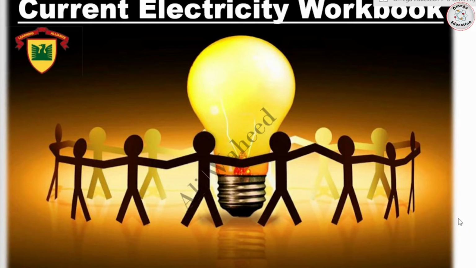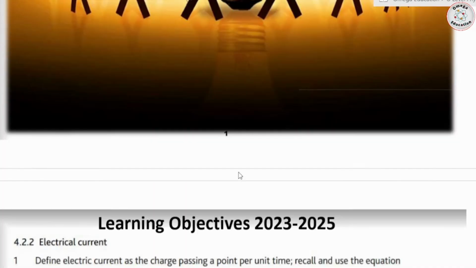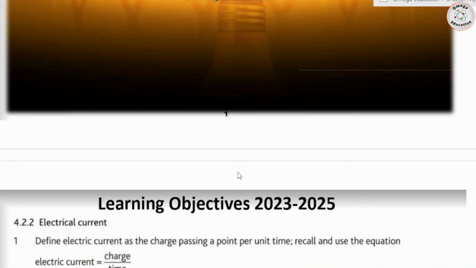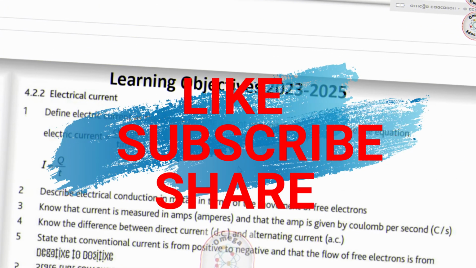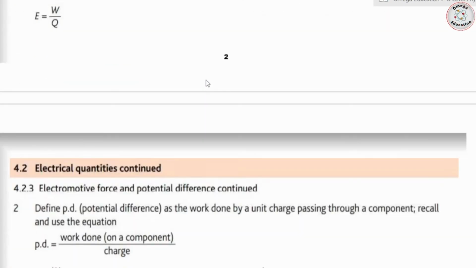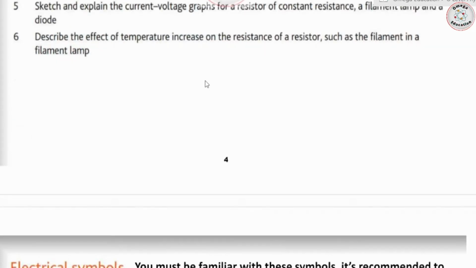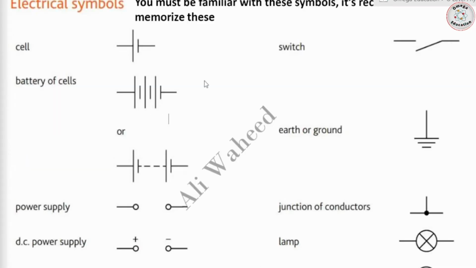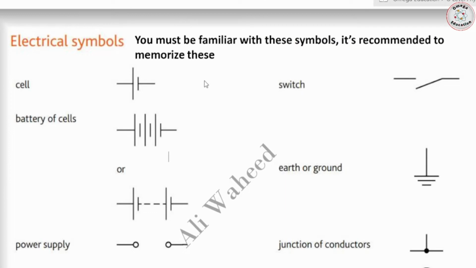All right, so we're starting off with the current electricity workbook. Once again, a quick reminder: all the definitions will be referring to the learning objectives proposed by Cambridge. And for the circuit symbols, we'll also refer to the circuit symbols proposed by Cambridge. This is basically a document that is shared on their official website, the learning objectives or the syllabus outline. So it's just copy pasted from there.